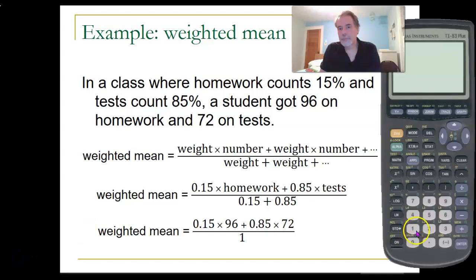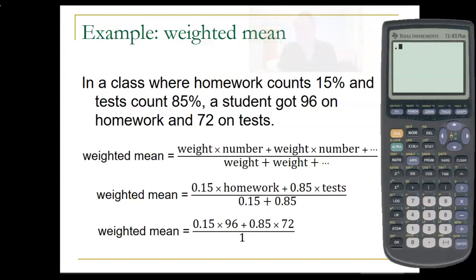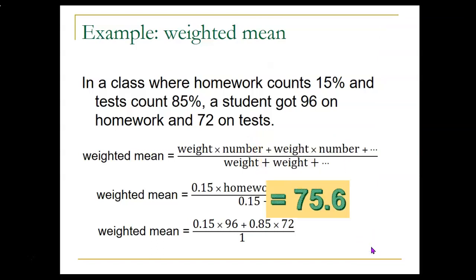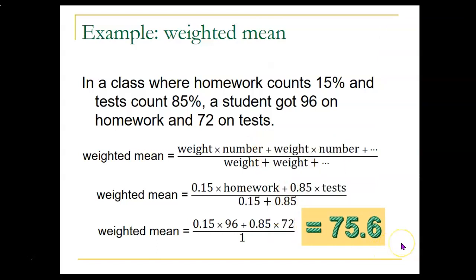So when I put this into the calculator, 0.15 times 96 plus 0.85 times 72, and then if I divide by 1, that doesn't change anything. It's still 75.6. So I was right. It was between those 2 numbers, 96 and 72, but it was a lot closer to 72 than it was to 96. It was 75.6.